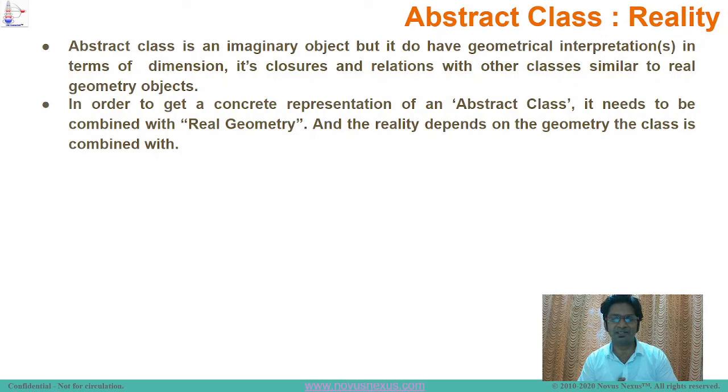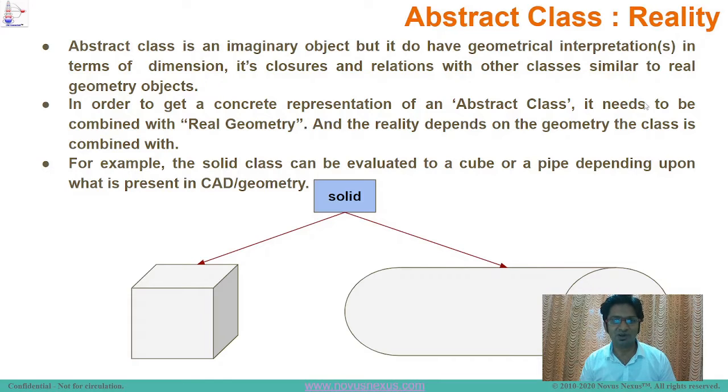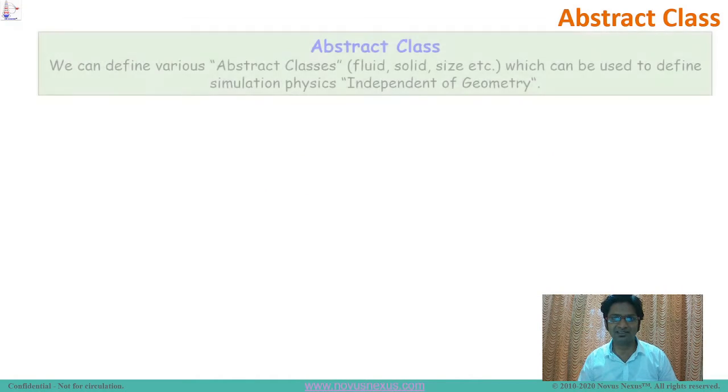And the reality depends on the geometry the class is combined with. So when I'm saying solid, that solid class can be evaluated to a cube structure or it can be evaluated to a pipe structure, depending upon what is present in the CAD or the geometry. Let's have a quick summary about abstract class.